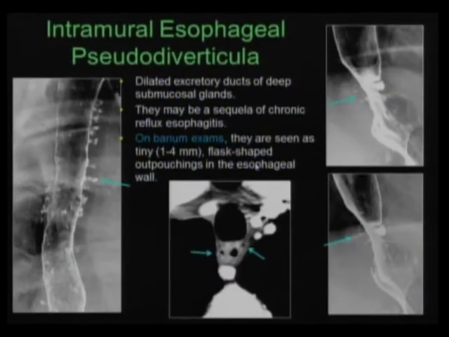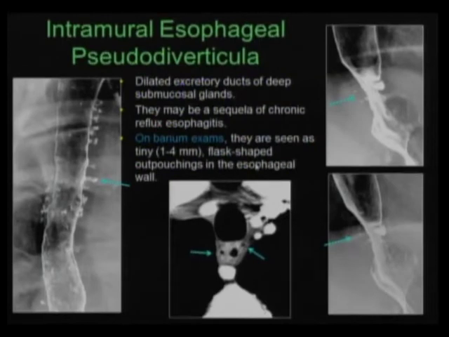Okay, the other finding in reflux esophagitis, but it's not frequent, mostly we can see it when there is a distal obstruction, is the intramural esophageal pseudodiverticula. So you can see here, tiny, all of them measure almost exactly the same, 1 to 4 millimeters, because they are intramural outpouchings in the esophageal wall. This is very characteristic of what? Yes, sir. Candida esophagitis. Exactly. But in some cases it can be seen in reflux esophagitis.